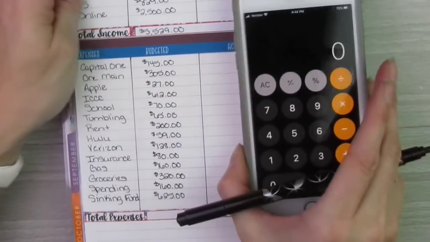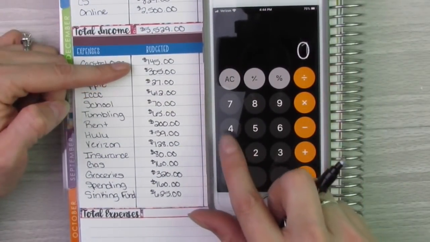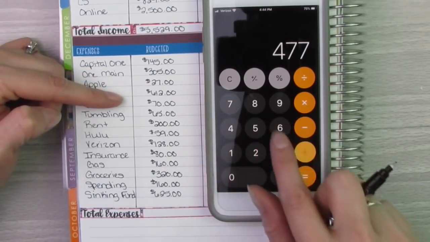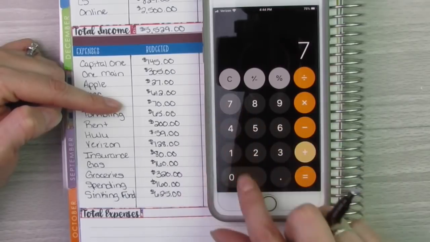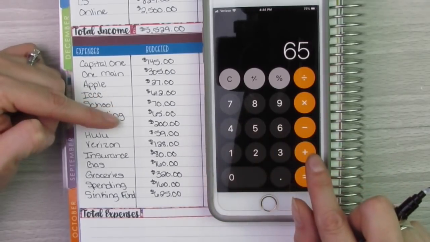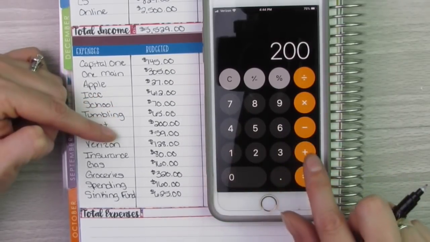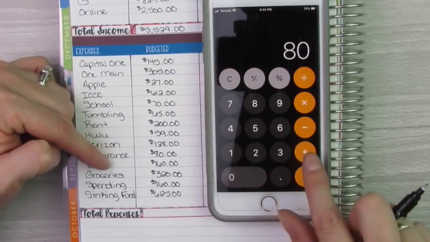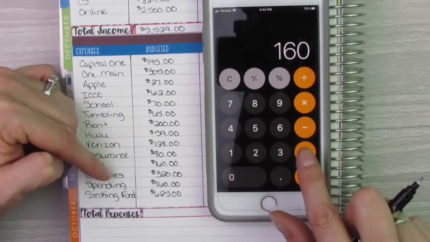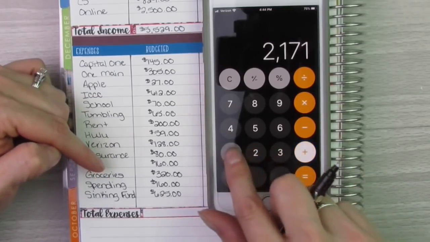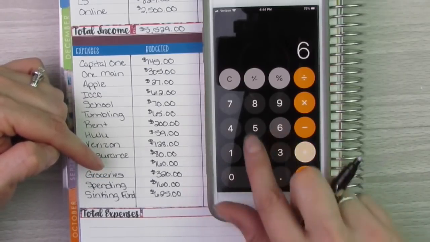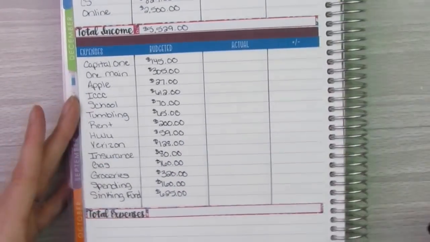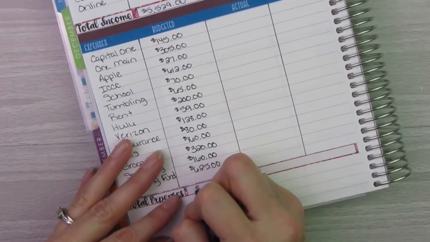So we will go ahead and get my expenses totaled. So we have $145 plus $305 plus $27, $612, $70, $65, $200, $59, $128, $80, $160, $320, $160, and $625. So I'm budgeting my expenses to be $2,956.